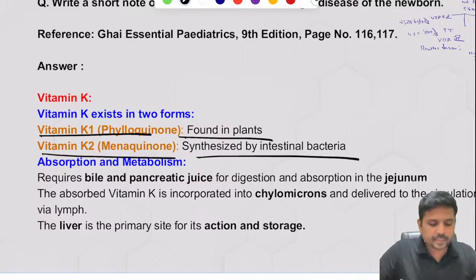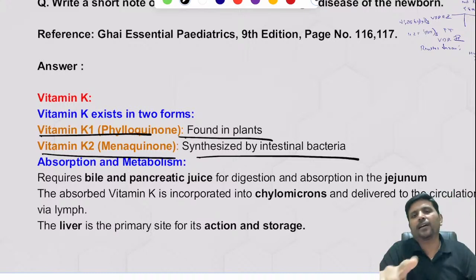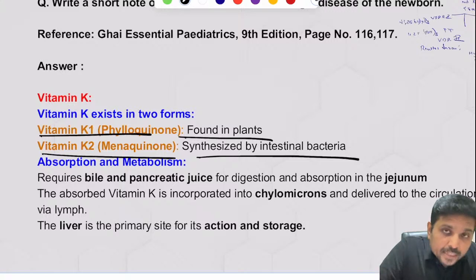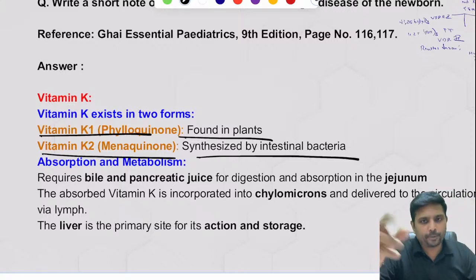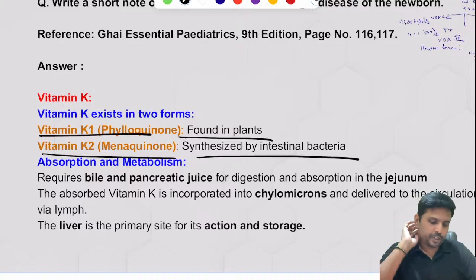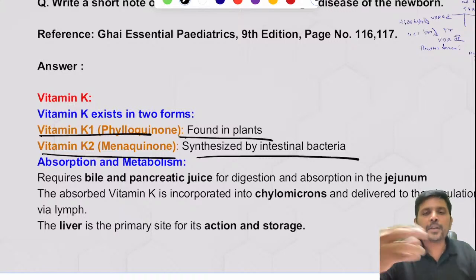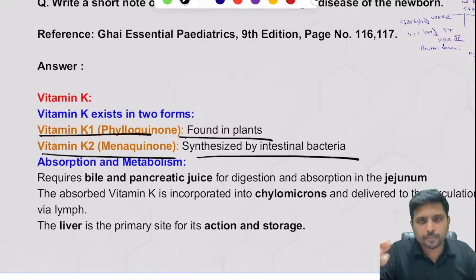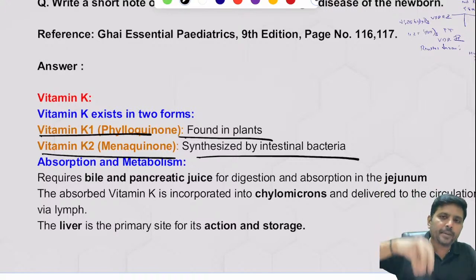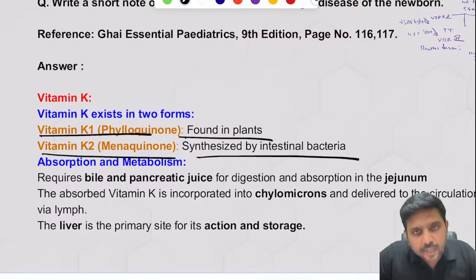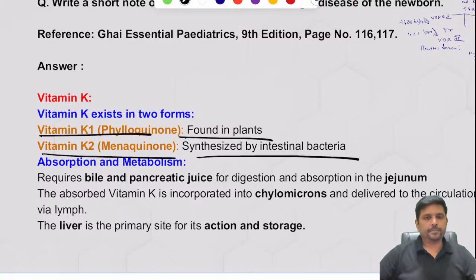Menaquinone is vitamin K synthesized by intestinal bacteria. Remember, the child immediately after birth will be devoid of intestinal good bacteria or flora. This intestinal flora is responsible for vitamin K production. Till the intestinal bacteria establish themselves in the intestinal tract, vitamin K will be deficient for the body, so we give vitamin K administration to children exclusively on breastfeeding.